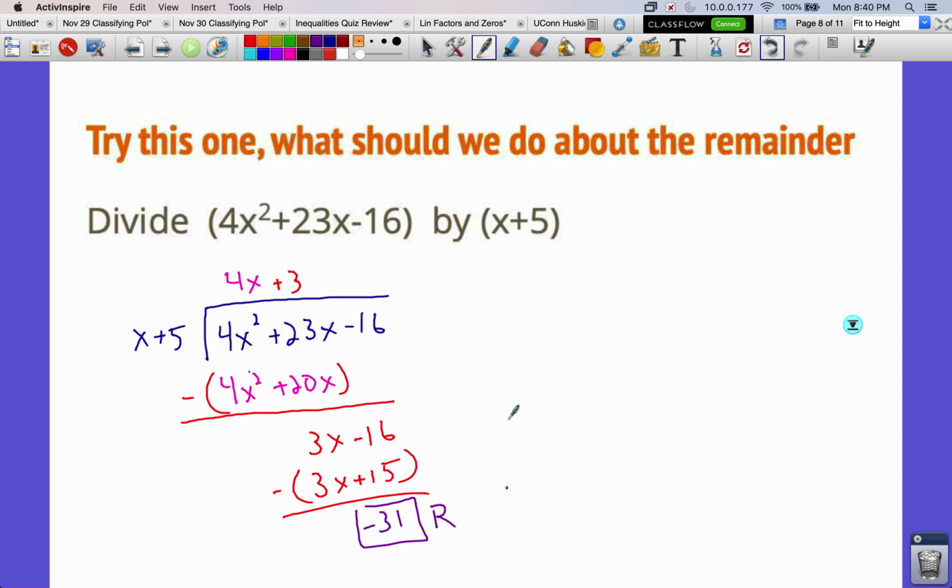So what do I do with that remainder? Well, you can just list it as the remainder. That's sometimes acceptable. But if I have to turn this back into a polynomial, I would write it like this: 4x plus 3 plus negative 31 over x plus 5. So you put the remainder back over the divisor as its own term in the polynomial.